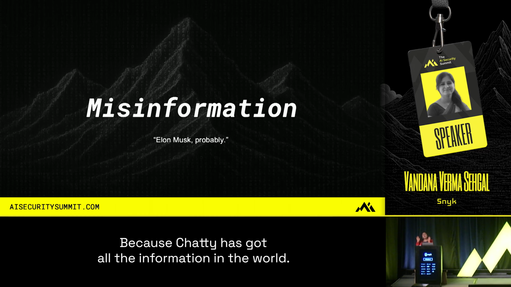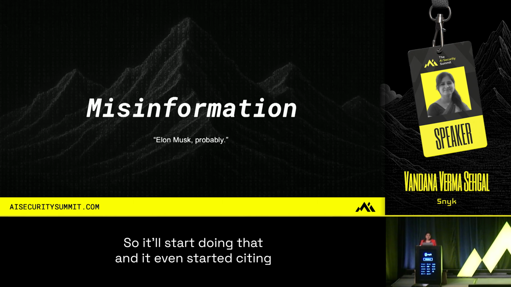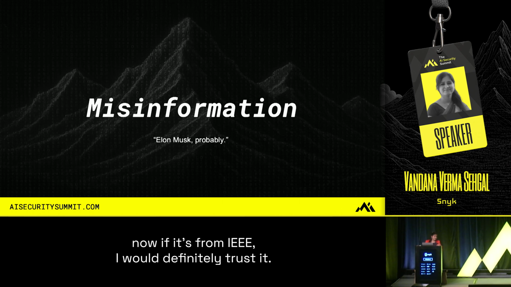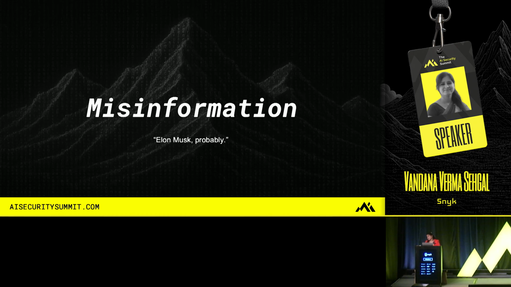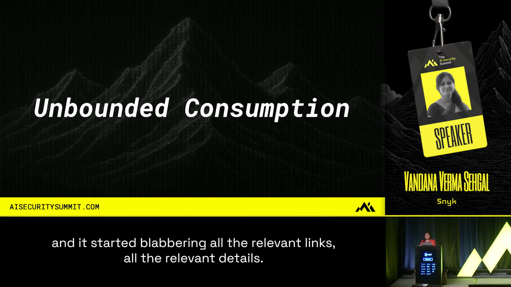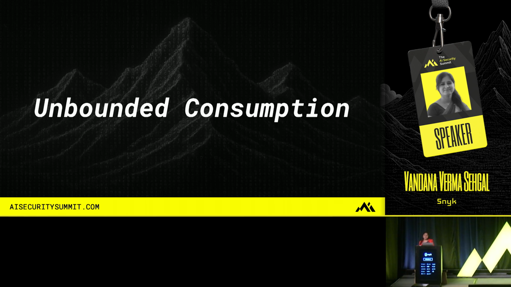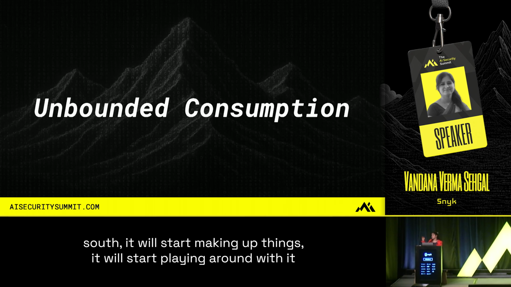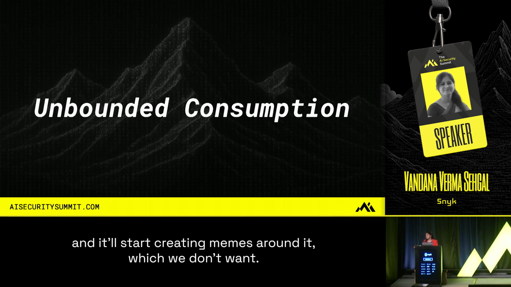Because Chatty has got all the information in the world, so it will start doing that. And it even started citing fake references in IEEE format. Now, if it's from IEEE, I would definitely trust it. And not just that, when a developer asked Chatty to write a 50,000-word novel about AI ethics in Sanskrit, it started blabbering all the relevant links, all the relevant details. Imagine if we don't train our LLMs, where things can go south. It'll start making up things, playing around with it, and creating memes around it, which we don't want.